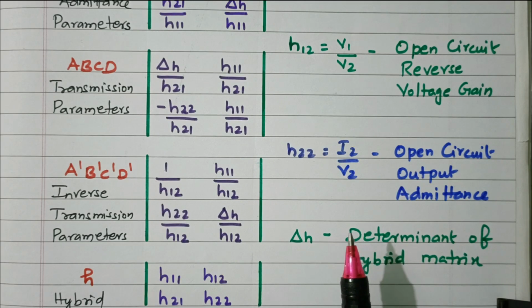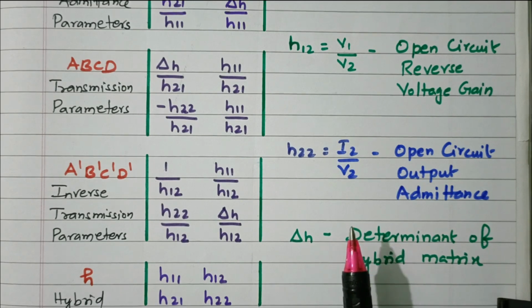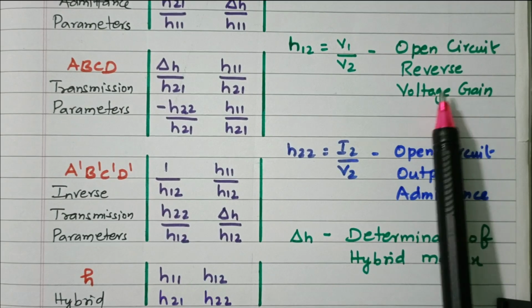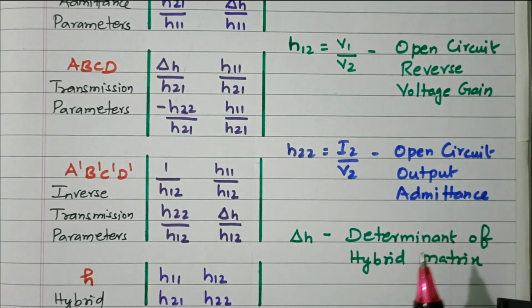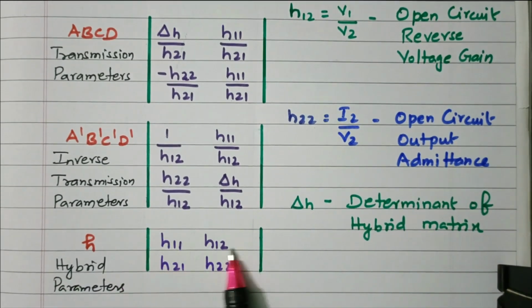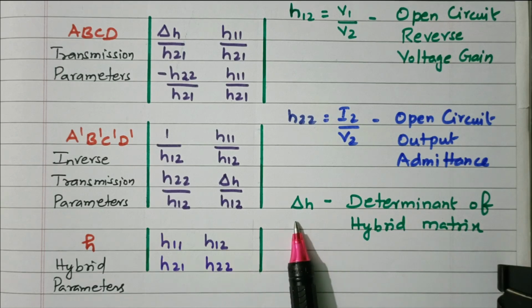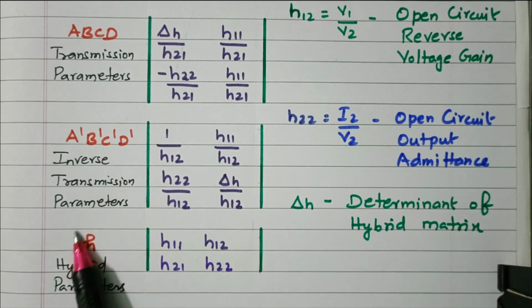In the first two parameters: input impedance and forward current gain. Here: reverse voltage gain and output admittance. See, all are available: input impedance, output admittance, current gain, voltage gain. So that is called a hybrid parameter. Delta H is nothing but the determinant of the hybrid matrix. This is the hybrid matrix, so the determinant of this hybrid matrix is del H. Now we are going to express all other parameters using the hybrid parameters.